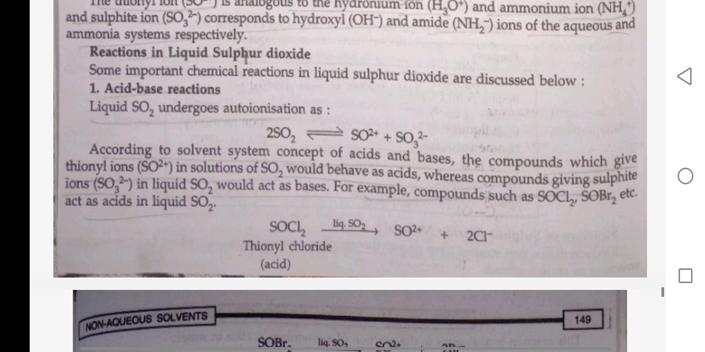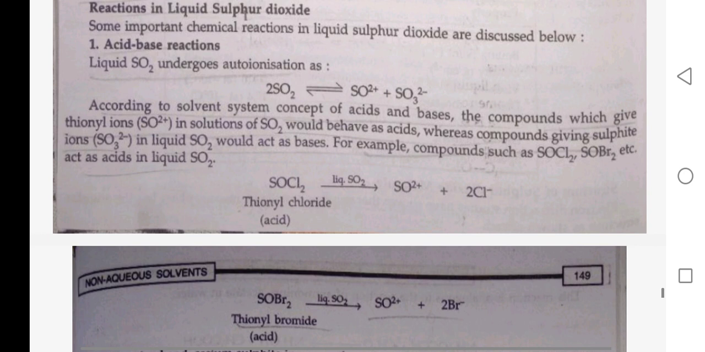Reactions in liquid sulfur dioxide. Some important chemical reactions in liquid sulfur dioxide are discussed below. First, acid-base reaction. Liquid SO2 undergoes autoionization, and according to the solvent system concept of acids and bases, a compound which gives thionyl ions SO2 2 positive in solution of SO2 would behave as an acid, whereas a compound giving sulfite ions in liquid SO2 would act as a base.